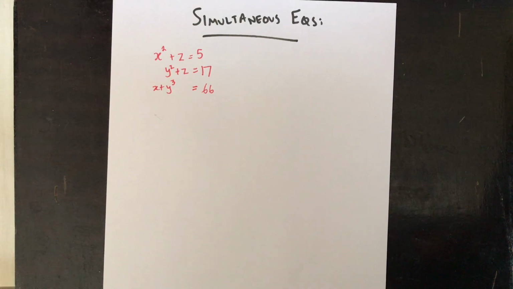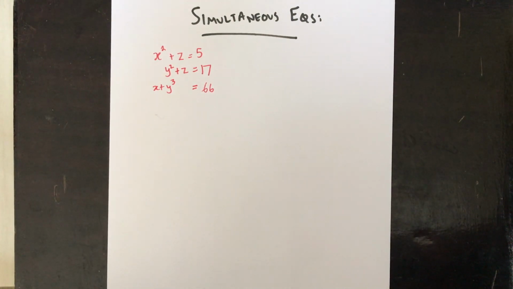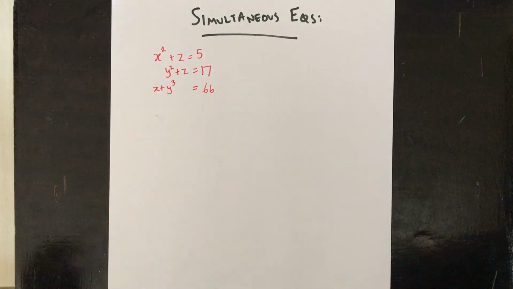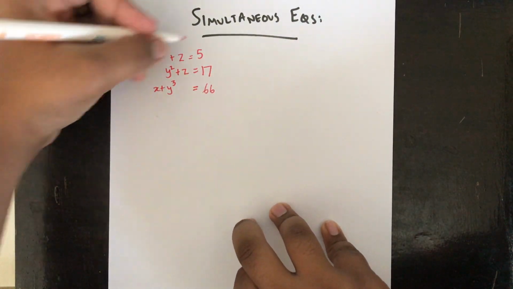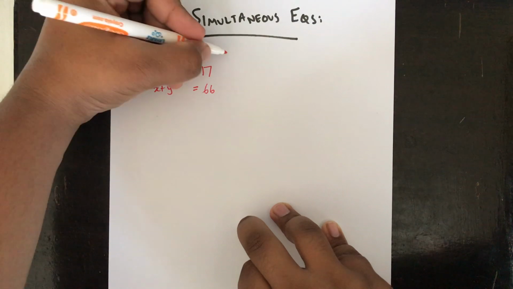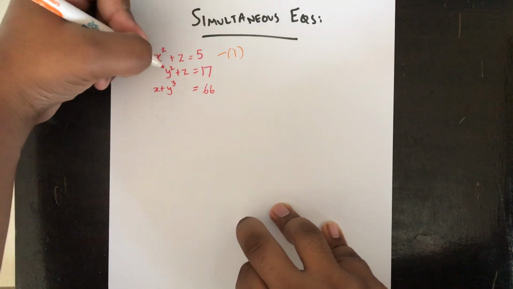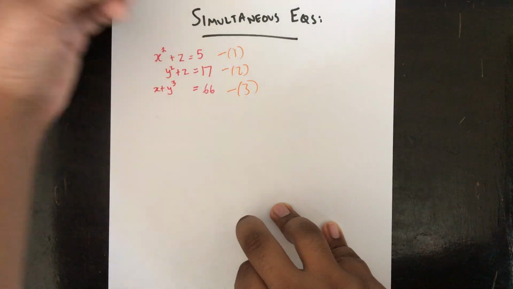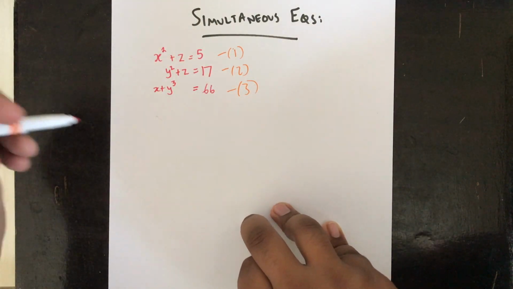This example is slightly harder. We have three equations, as in the last video, but in this case they are all non-linear. We have x squared plus z is equal to 5, y squared plus z is equal to 17, and x plus y cubed is equal to 66.